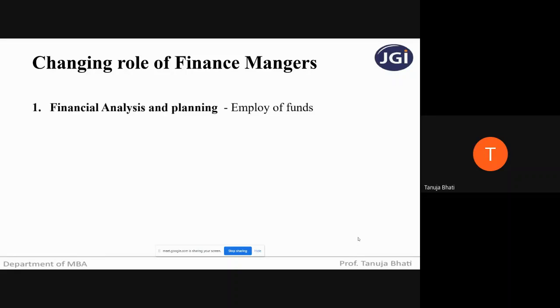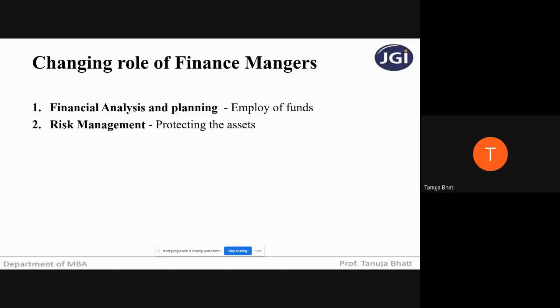Okay. So financial analysis and planning, we were dealing with this changing role of the financial manager, where the manager has to not only determine the amount of funds that is required, that is to be employed in the organization, but also plan how these funds have to be properly utilized so that it increases the size of the firm and the rate of growth for the firm. Apart from this, the second changing role of financial managers is risk management.